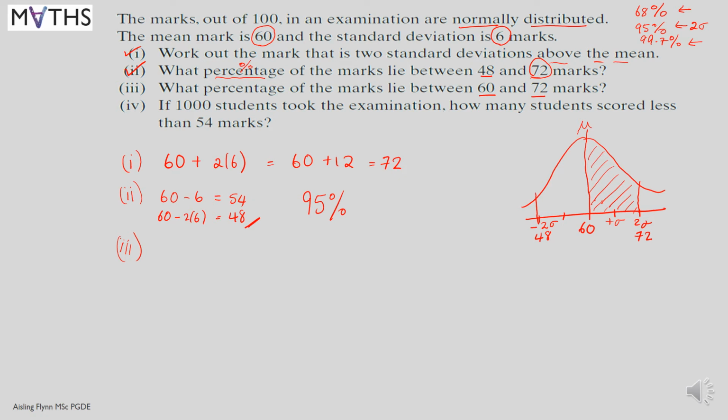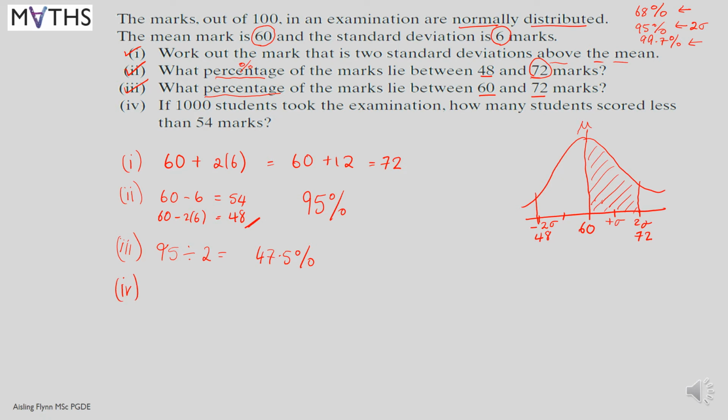So that's half of the 95. So 95 divided by 2, and that's 47.5%. Okay, again the question said what percentage, so your answer must be a percentage. Okay, now Question 4.